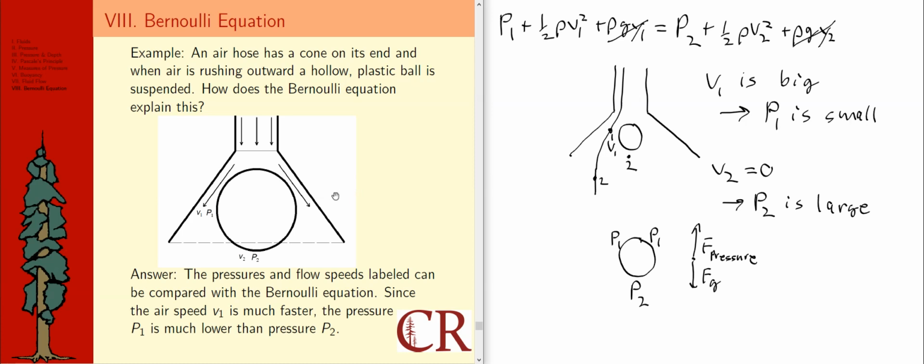All right, let's look and see what the slide does. The slide brings in V1, P1, V2, P2 at the bottom, and it says the pressures and flow speeds labeled can be compared with the Bernoulli equation. Since airspeed V1 is much faster, the pressure P1 is much lower than pressure P2.